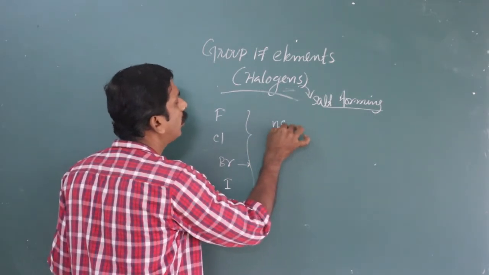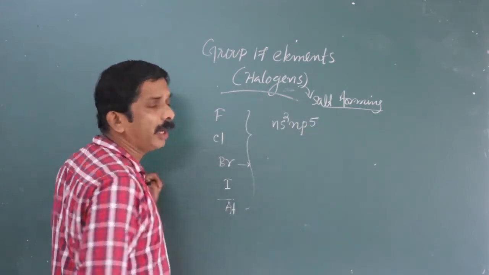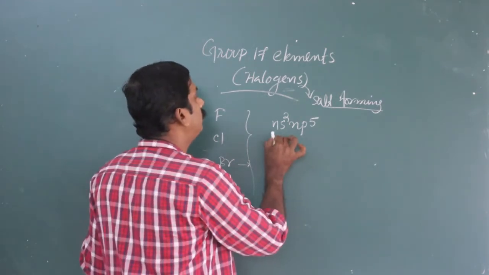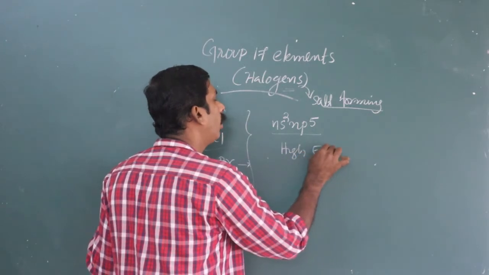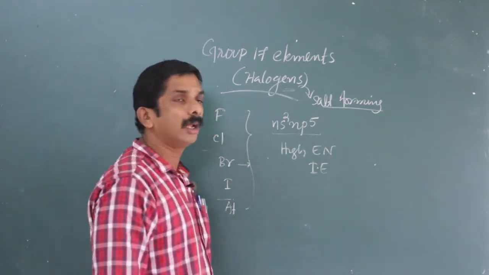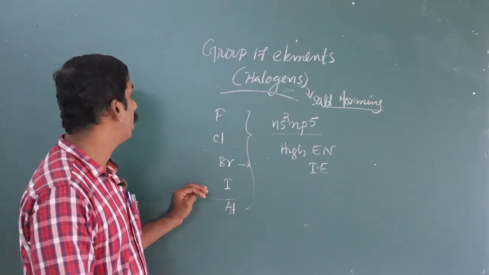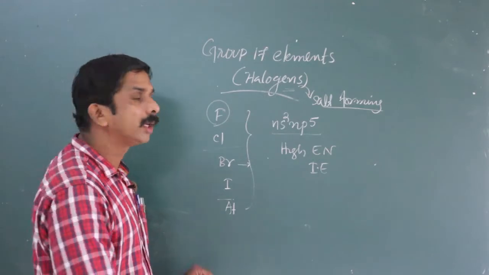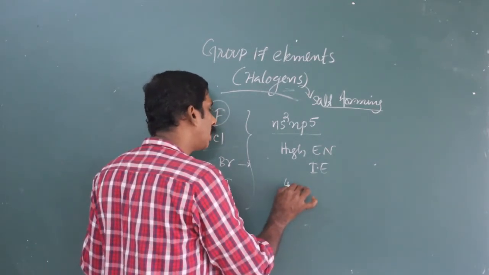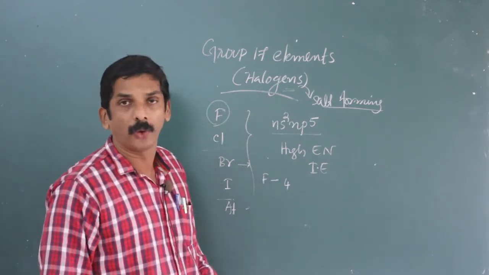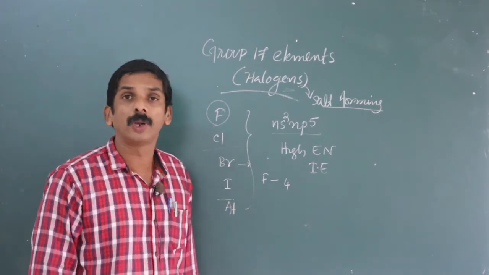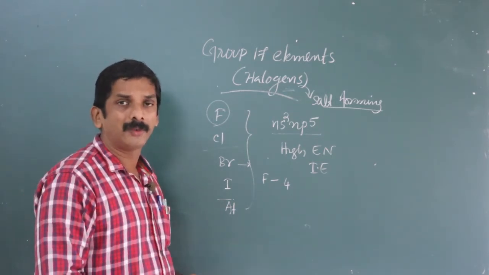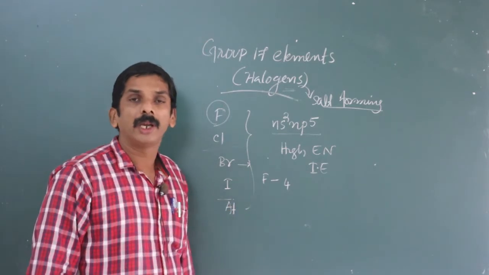As you know, the general outermost configuration of these elements is ns2 np5, and in a particular period these elements possess high electronegativity, ionization enthalpy, etc. The most electronegative element in the periodic table is fluorine, and according to Linus Pauling's electronegativity scale, the value assigned to fluorine is 4. Electronegativity has no unit. As we move down the group, electronegativity decreases.